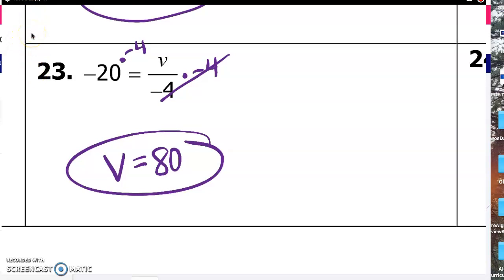So ask yourself what's happening to the variable. How do you get rid of that? How do you undo that? And then once you get your answer, plug it back in and check to make sure it's correct.